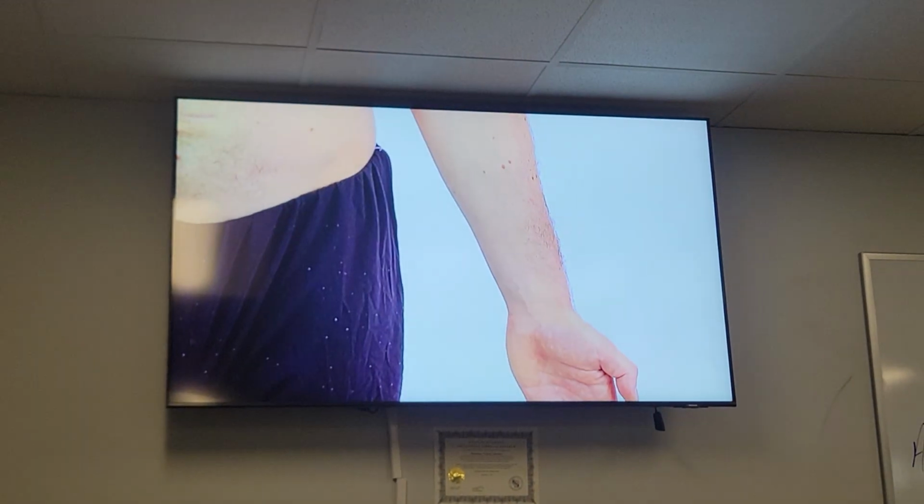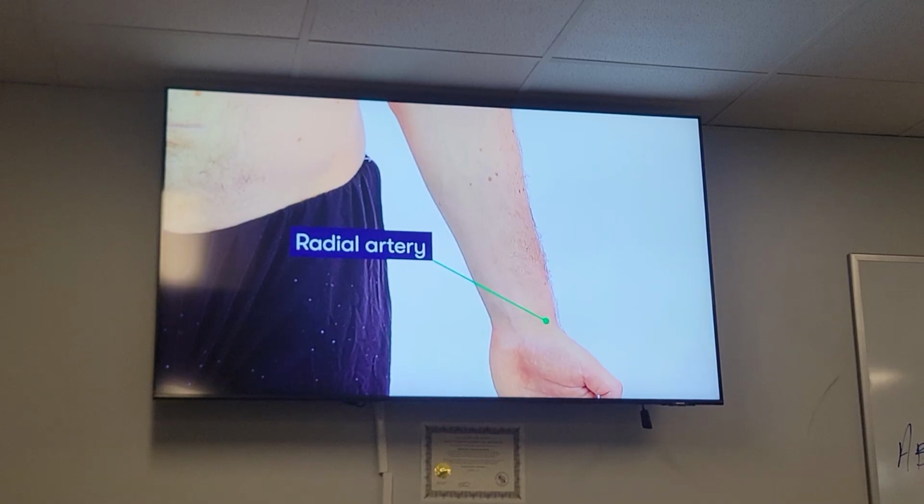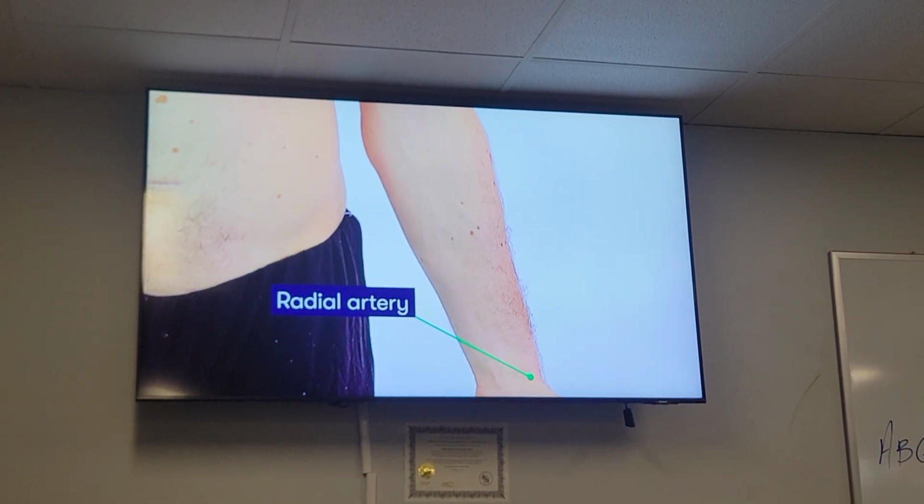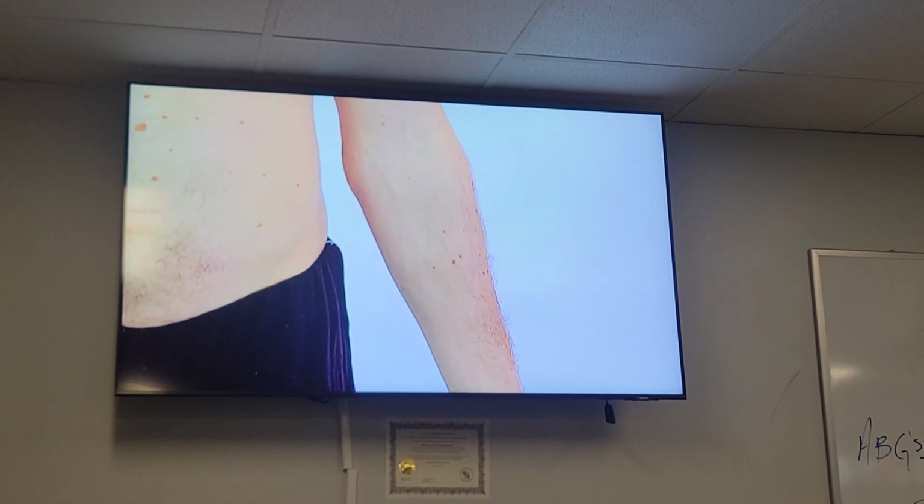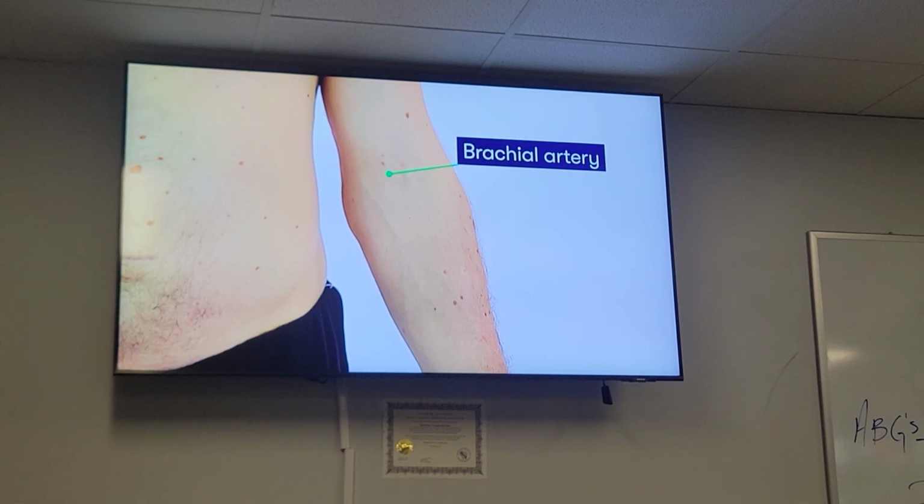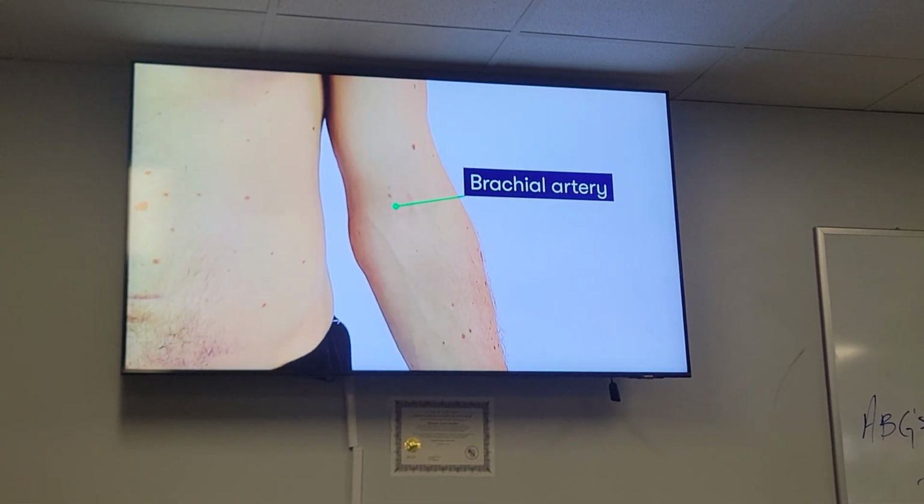Because of the superficial nature of the radial artery, this is the most common location from where we obtain the sample. However, if there are concerns regarding the use of this site, then the brachial or femoral arteries may be used. But we won't be demonstrating the use of these sites in this video.